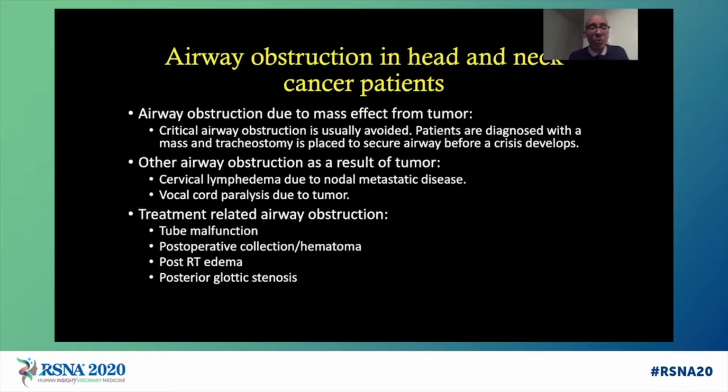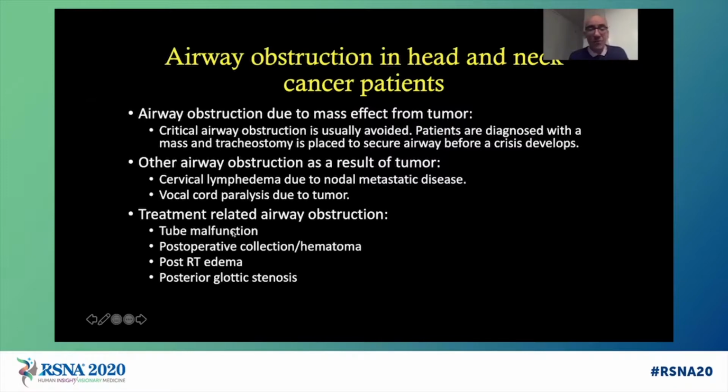Other ways that tumor can cause airway obstruction, well, extensive nodal metastatic disease can cause extensive cervical lymphedema, which can compromise the airway. Aggressive thyroid tumors can involve the recurrent laryngeal nerves bilaterally and cause bilateral vocal cord paralysis, which can prevent abduction during inspiration and lead to respiratory distress. And then there are a number of treatment-related airway obstructions, including tube malfunctions.